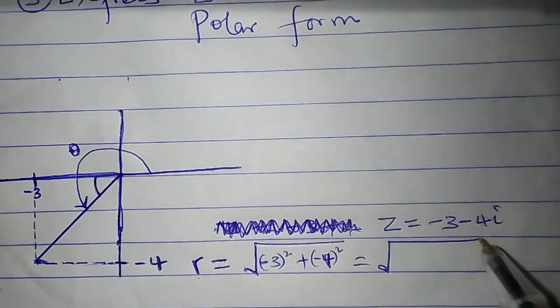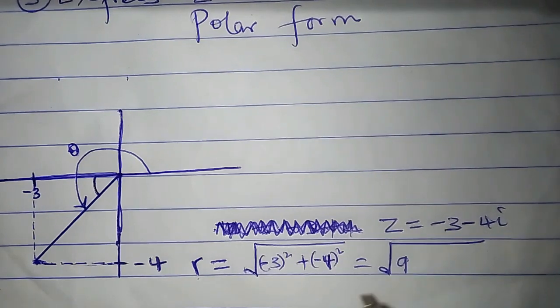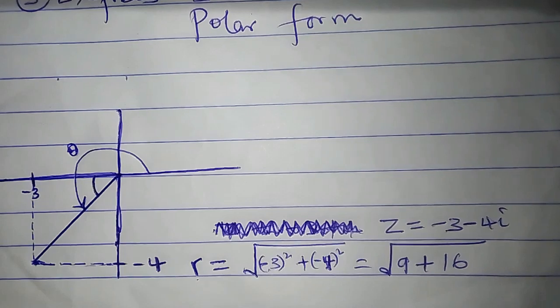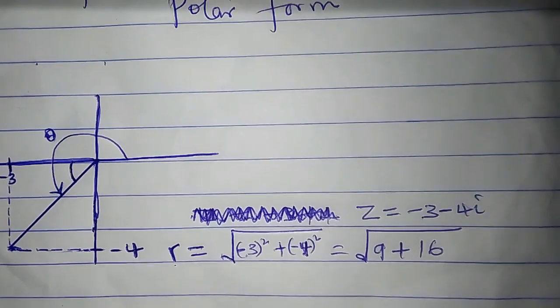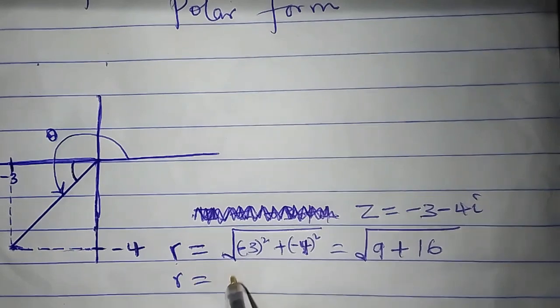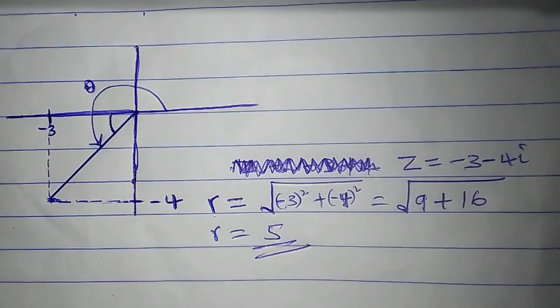Alright. Minus 3 squared is 9. Then minus 4 squared is 16. 9 plus 16 is 25, and the square root of 25 is 5. So the modulus is equal to what? 5. Now let us determine the reference angle.